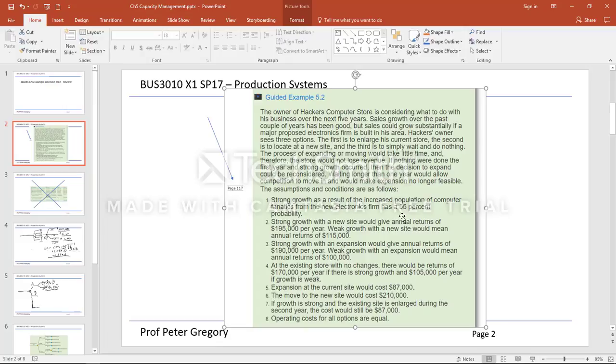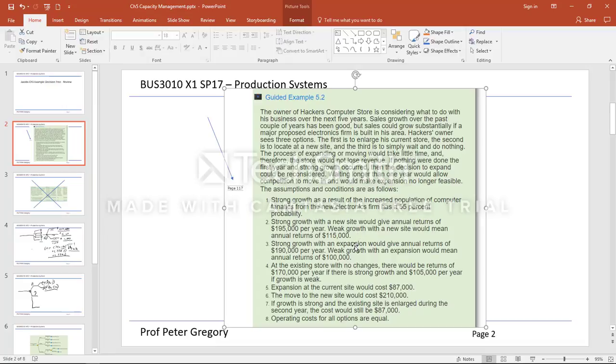The assumptions and conditions are as follows. Strong growth as a result of the increased population of computer fanatics from the new electronics firm has been given a 55% probability. It's been given a 55% probability that you would experience high growth if this firm comes into the area drawing all these employees and families with them, okay? Strong growth with new site will yield $195,000 per year. If you have weak growth and you're at the new site, then it's $115,000. Just keep in mind it costs you to go to the new site. We'll learn about that in a few minutes here.